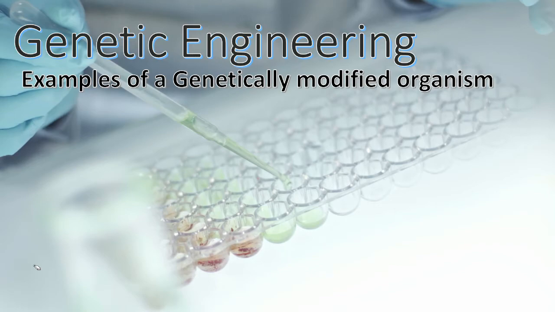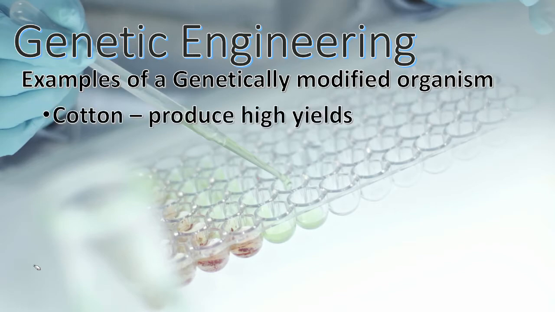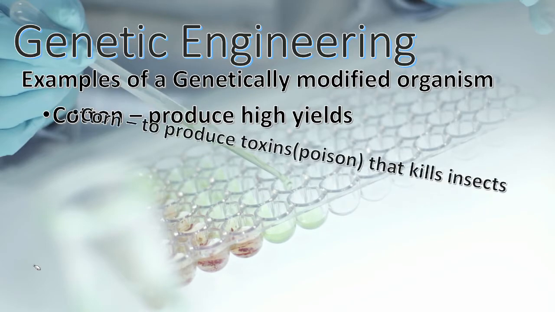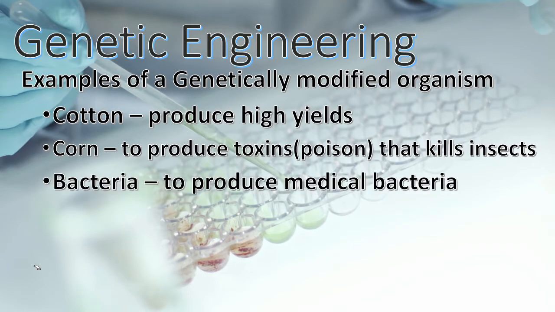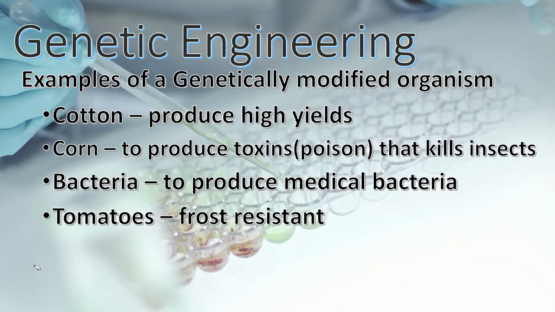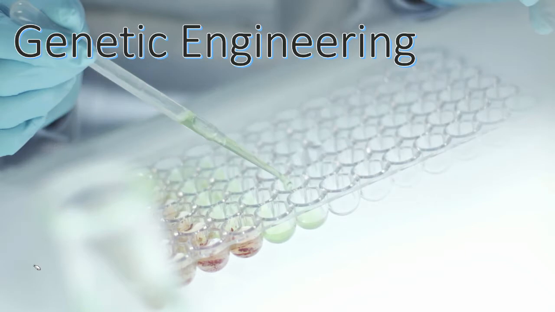Examples of a genetically modified organism. Cotton that produces high yield. Next is corn that produces toxins or poisons that kill insects. Next is bacteria to produce medical products. That sounds weird, but we're going to explain that further in our next slides. And last, tomatoes that are frost resistant, meaning cold resistant.